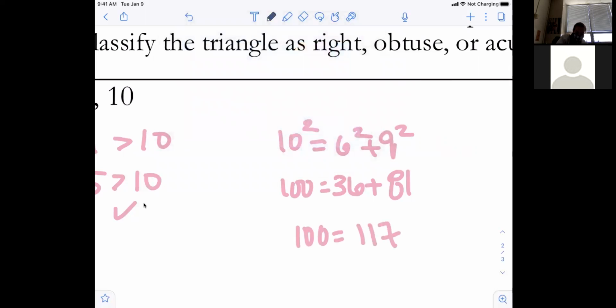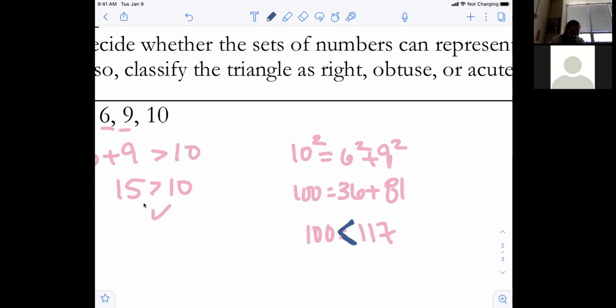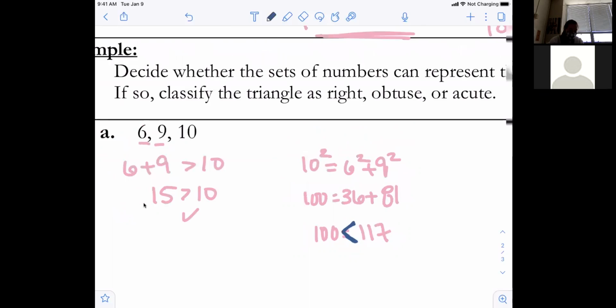117 is the bigger number, so I'm writing this inequality sign because the bigger one eats the bigger number. I know that's like a second grade skill, but I'm not great with less than or greater than. Anybody else? I kind of suck at it. So I have to think like the bigger one eats the smaller one. So 100 is the smaller one. So it's 100 is less than 117. It's not equal, because they would have to equal each other if it were a right triangle.